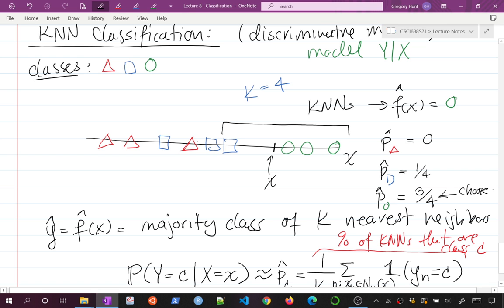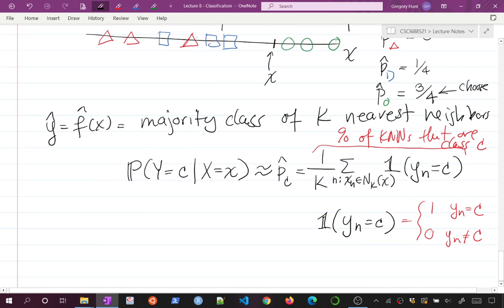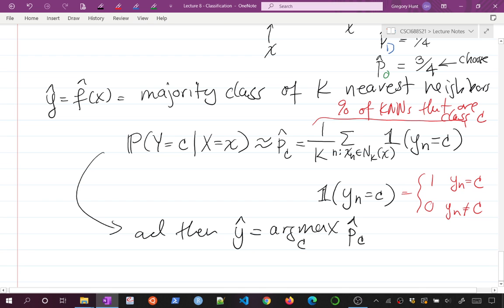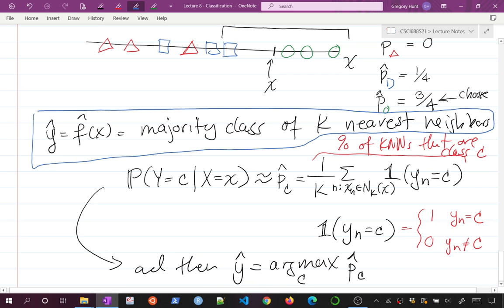So I've calculated these probabilities, and then I would choose the highest one, which makes sense. That's the most likely one. I just calculate the percentage of them in each class, and we say y hat is whichever class corresponds to the estimate with the largest probability. So that's one way of viewing it. I've written enough stuff here. The way I first described it, which is just the majority class of the k nearest neighbors, is how everyone describes it.